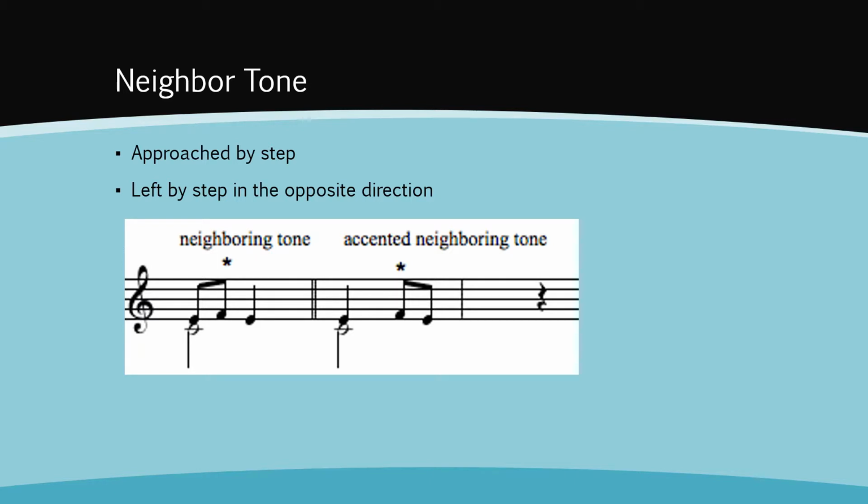The second type of non-chord tone that we will be discussing is called the neighbor tone. This is approached by a step and it's left by a step in the opposite direction. So you go up to see your neighbor and you come back. It starts on one note and it goes up or down, but it always returns to the same note.